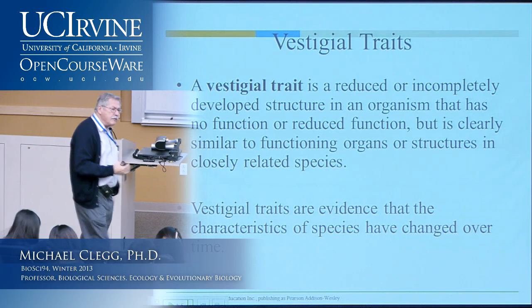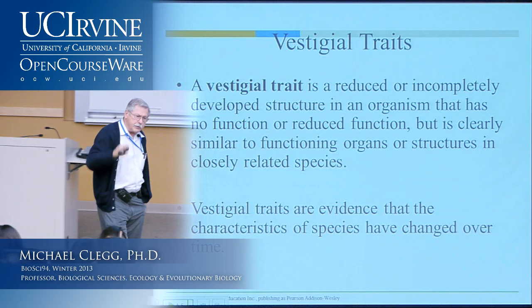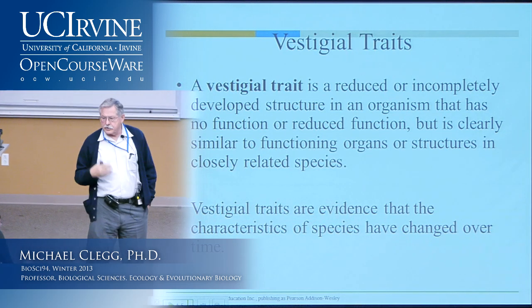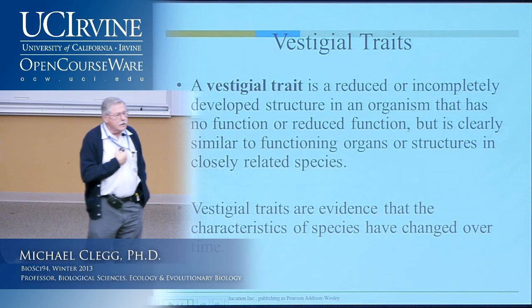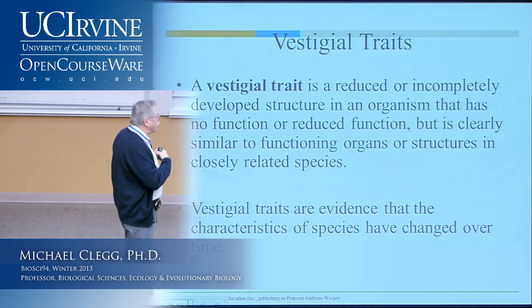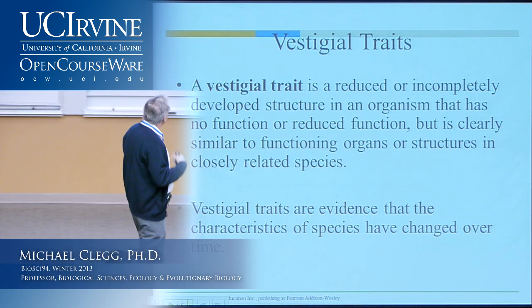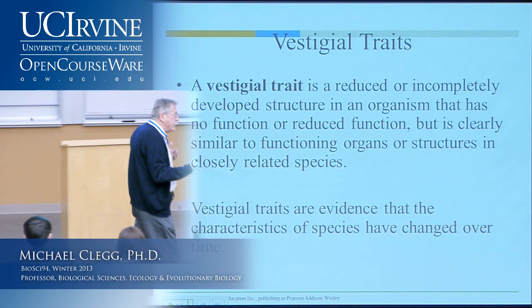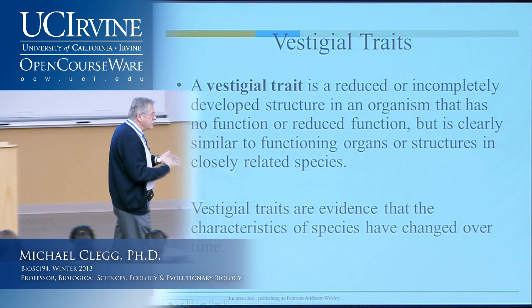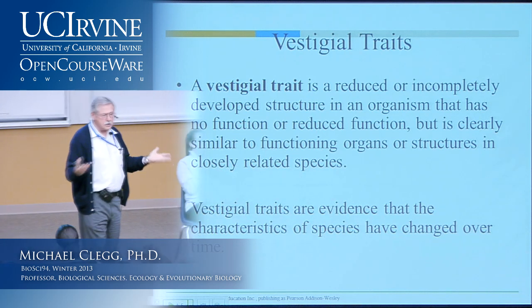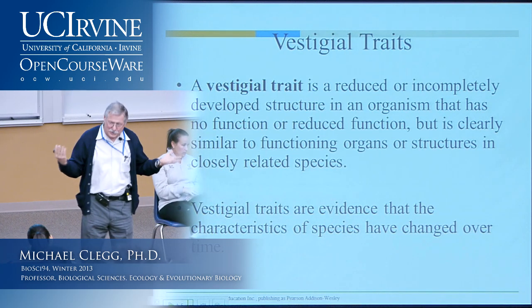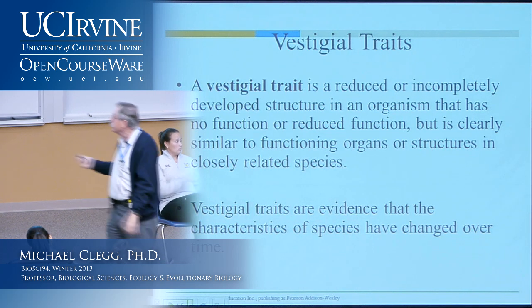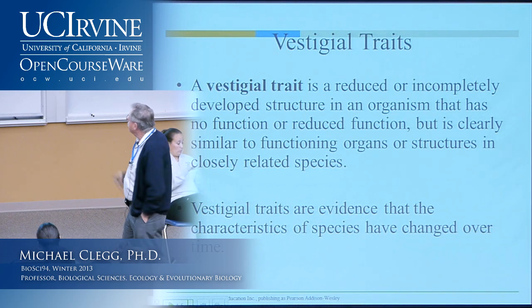Now, another piece of evidence which is contemporary, which doesn't depend on analyzing the fossil record, are so-called vestigial traits. What's a vestigial trait? Well, it's a reduced or incompletely developed structure that doesn't appear to have a function or has a very reduced function. That's a vestigial trait, and we've got vestigial traits. One is the tailbone. We'll see an example.